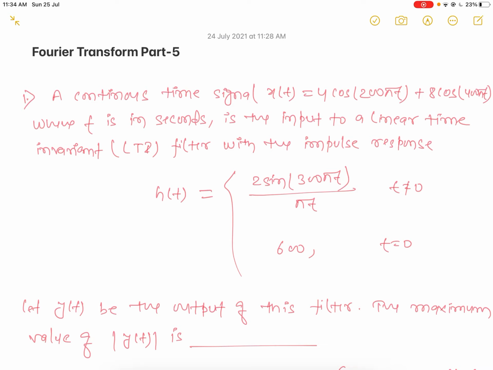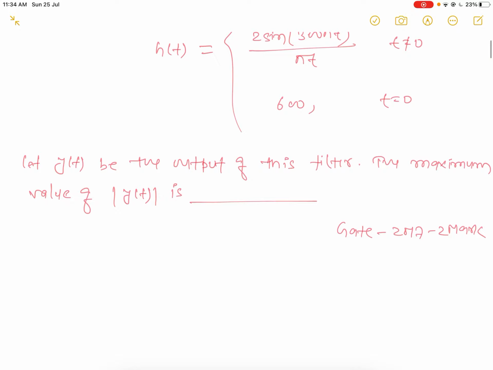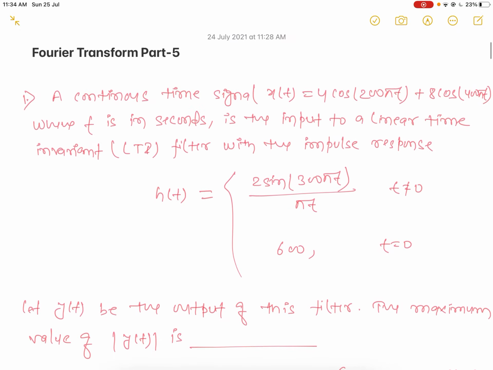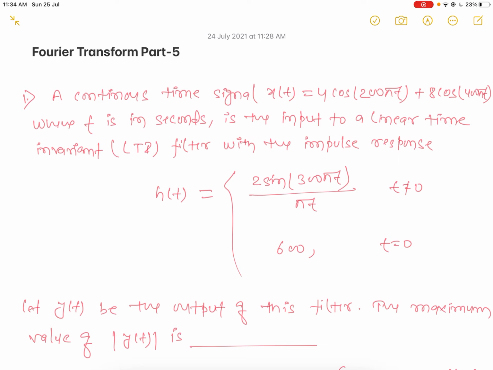In this video, I will discuss Fourier transform questions asked in GATE 2017 to GATE 2020. Okay, now let's start with the first question.